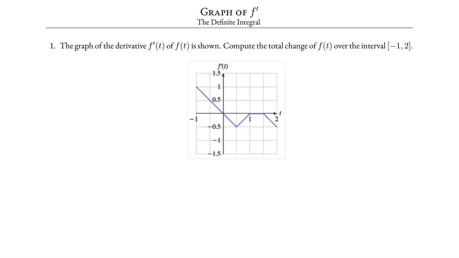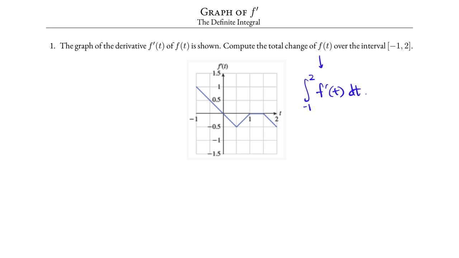The graph of the derivative f prime of t of f of t is shown. Compute the total change of f of t over the interval -1, 2. The total change of f of t given f prime of t is the definite integral from a to b. In this case, a is -1 and b is 2 of f prime of t dt.